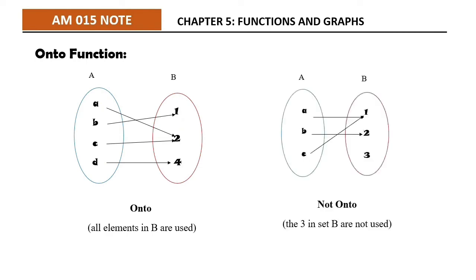Example, function that is not onto. There is one element in B that is not in use. The 3 inside B is not used. So this is not an onto function.